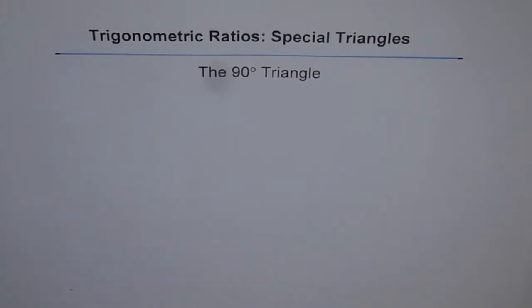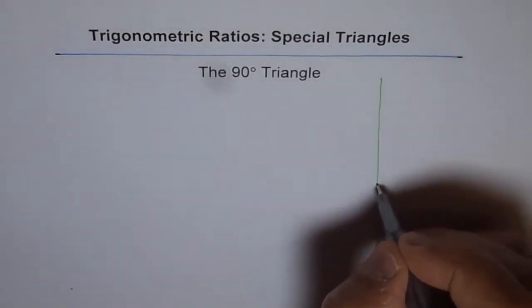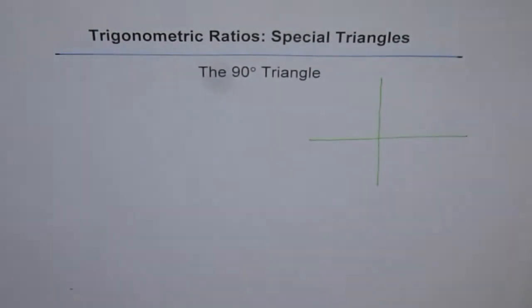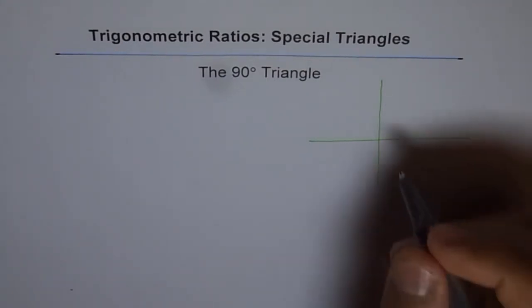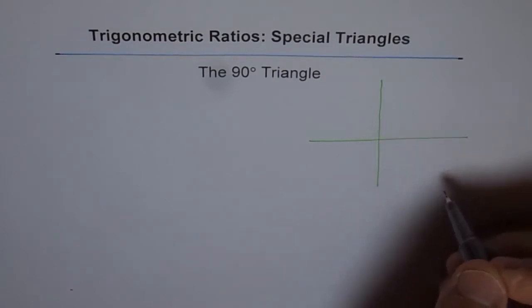I'll take a moment here to explain what a 90-degree triangle is. So let me first draw a coordinate plane here. And we are restricting ourselves to quadrant 1, since we are working with an acute angle. Acute angle is between 0 and 90 degrees, correct? That is why most of our examples so far in this playlist are restricted to 0 to 90 degrees. So basically we are considering acute angles. Now, these concepts work for all angles, correct?